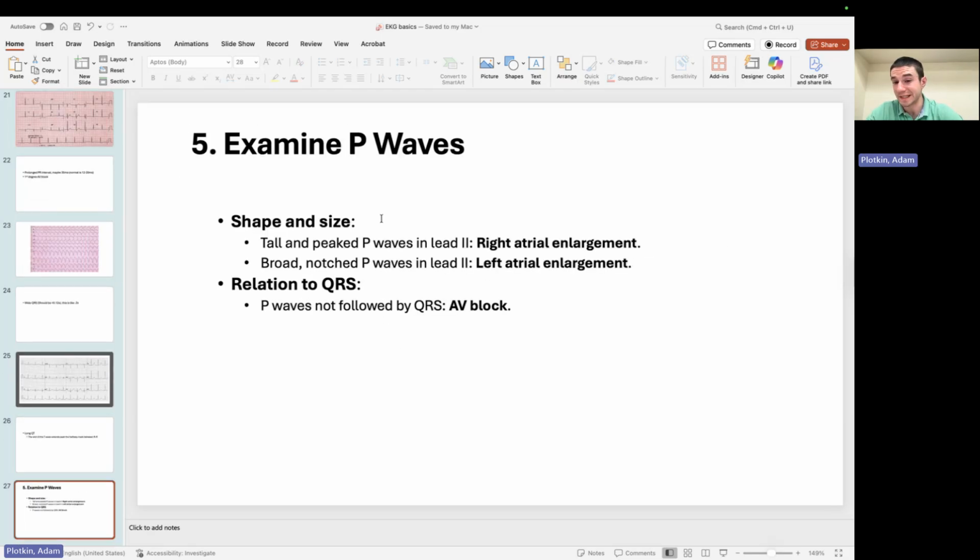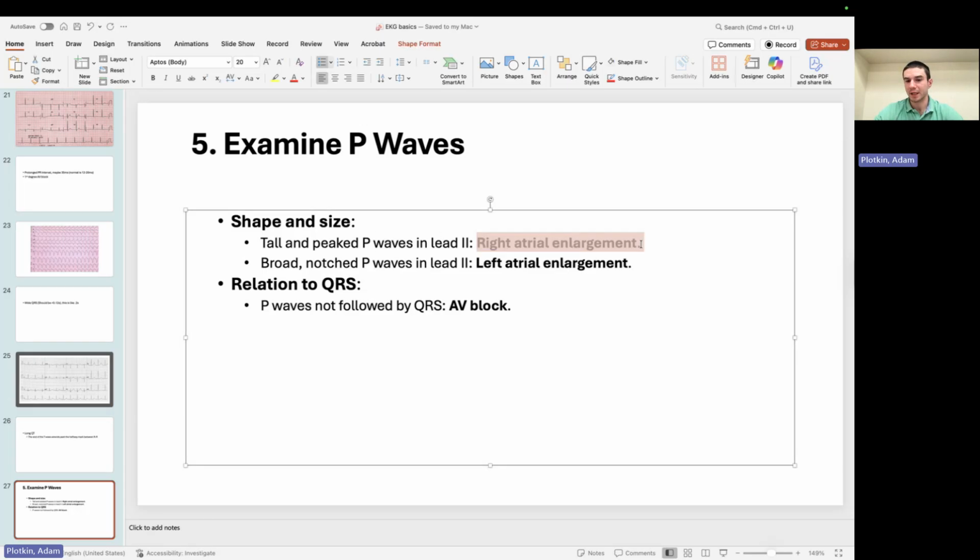So Step 5, we examine the P waves. Okay, so we look at the shape and size. A tall and peaked P wave in lead 2 tells me we might have right atrial enlargement. A broad and notched P wave, so it has 2 humps in lead 2, might be left atrial enlargement. And then obviously we've talked about the relation to the QRS. If the P waves are not followed by a QRS, we have an AV block, right? Because our atria are not fully talking to the ventricles. We go SA node, firing on its own, boom, boom, boom, goes to the AV node. The AV node holds it for a hot second, and then we conduct down the bundle, right?